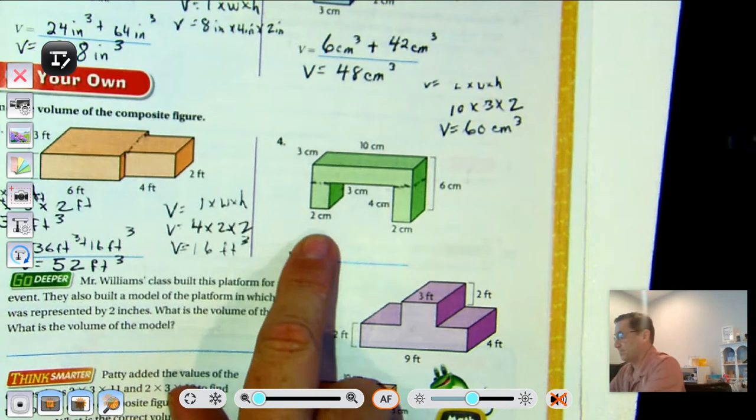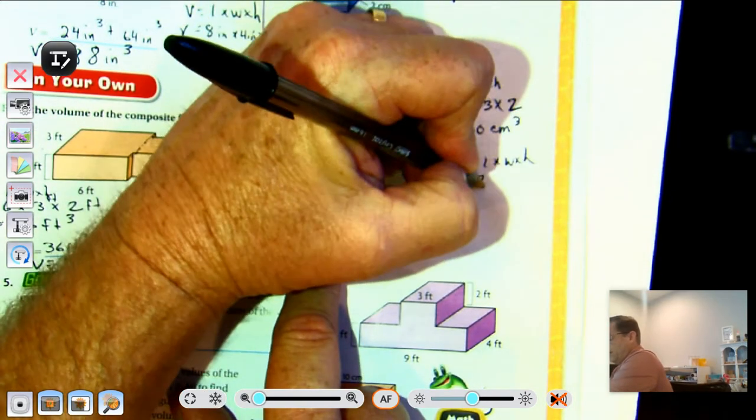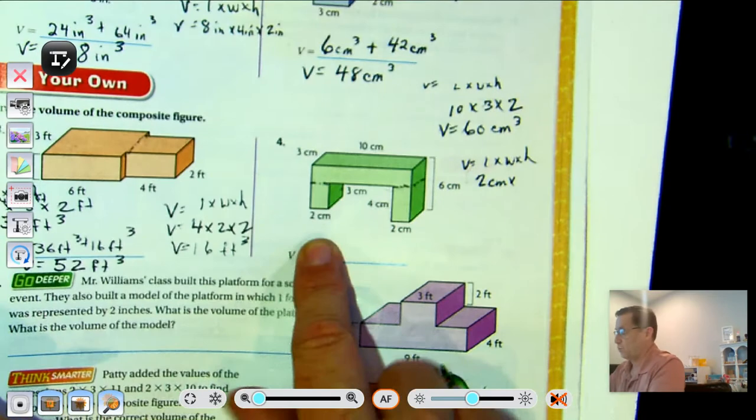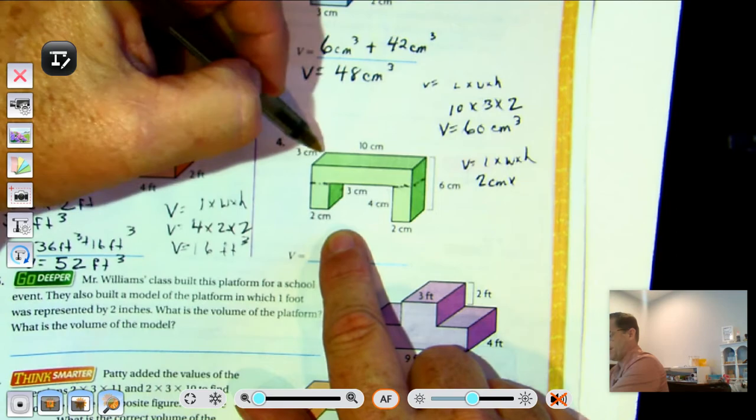The bottom part, length times width times height. We have a length of 2 centimeters. We have a width of 3.